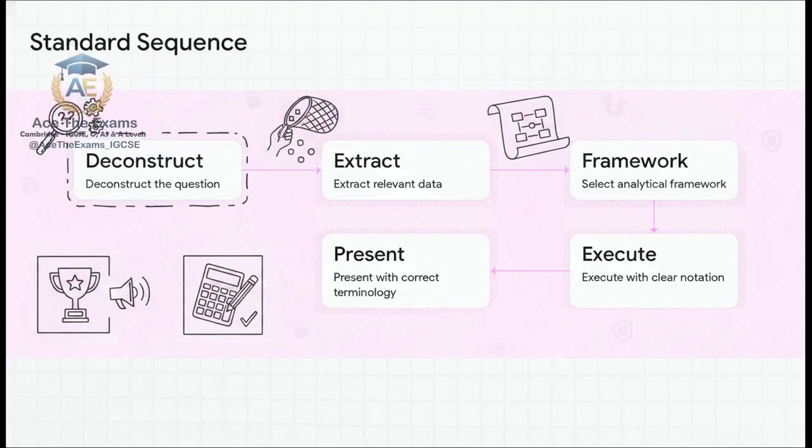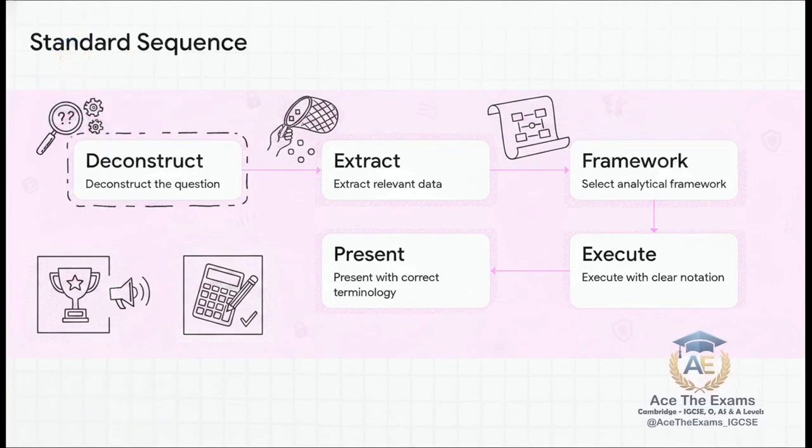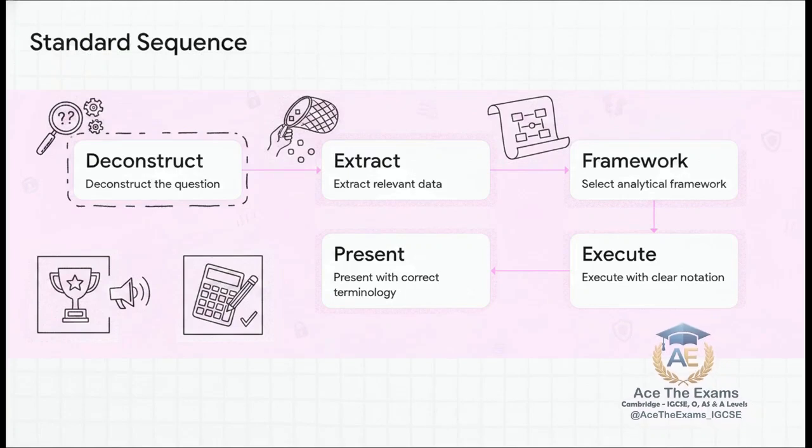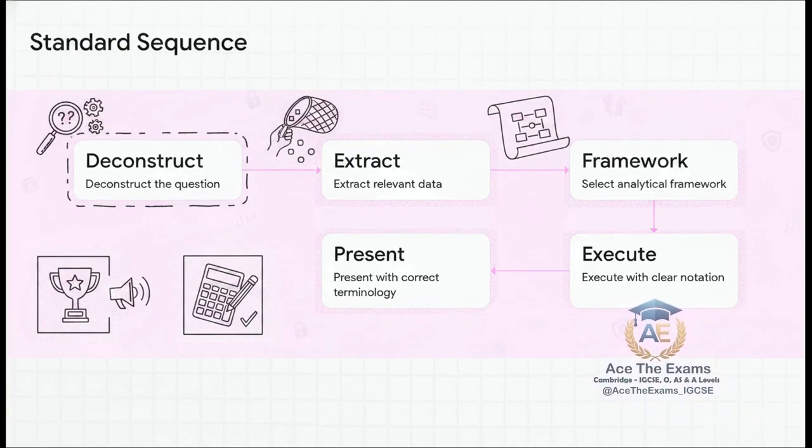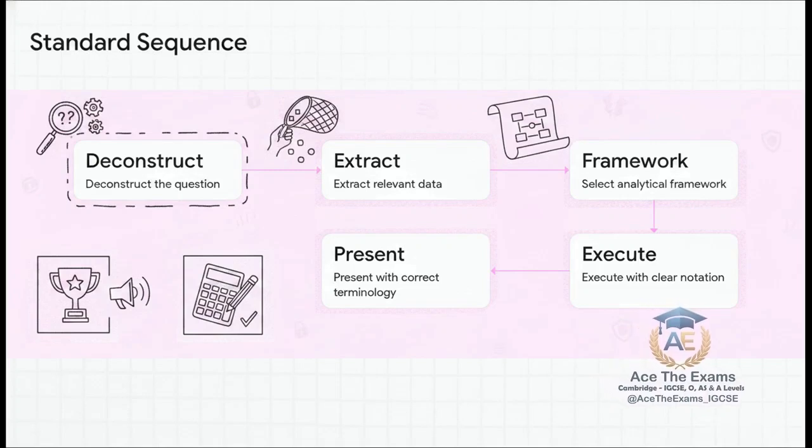Step 1. Deconstruct the question. What is the command word? Is it identify, describe, or evaluate? Step 2. Extract relevant data from the scenario. If it's a school network, write that down. Step 3. Select your analytical framework, like the Peel method we just talked about. Step 4. Execute your analysis with clear, step-by-step working. And Step 5. Present it using precise, correct computer science terminology.